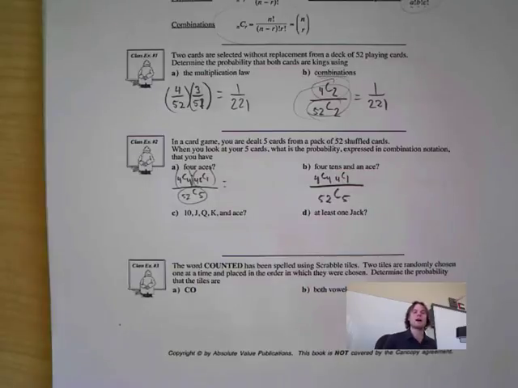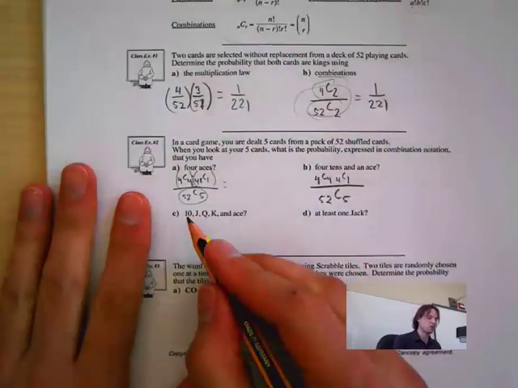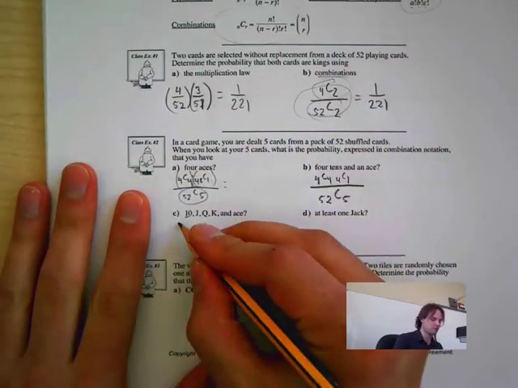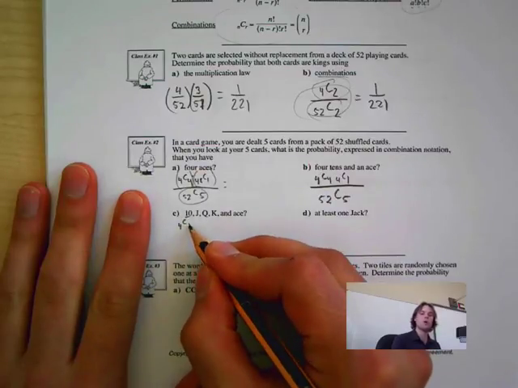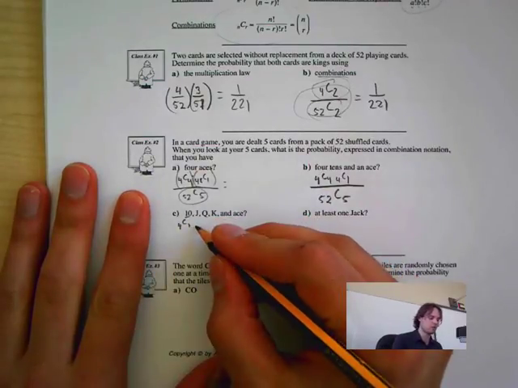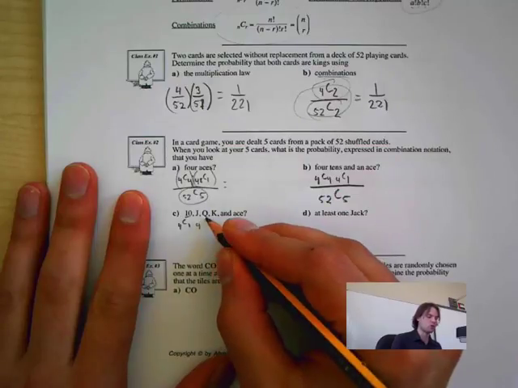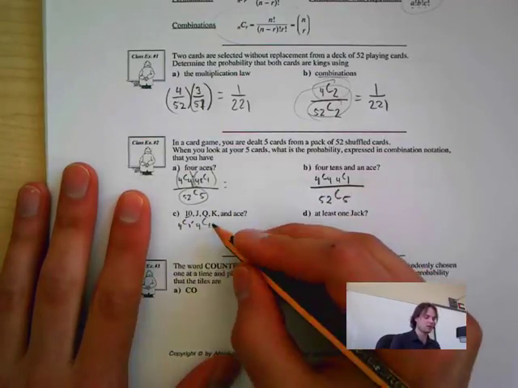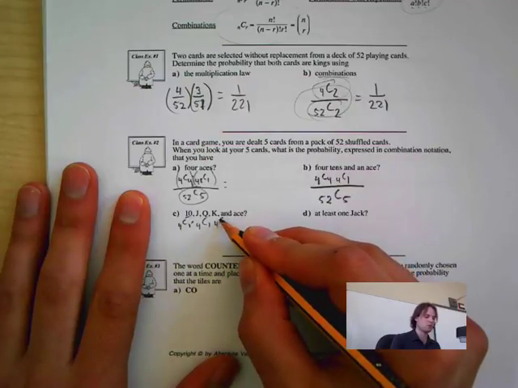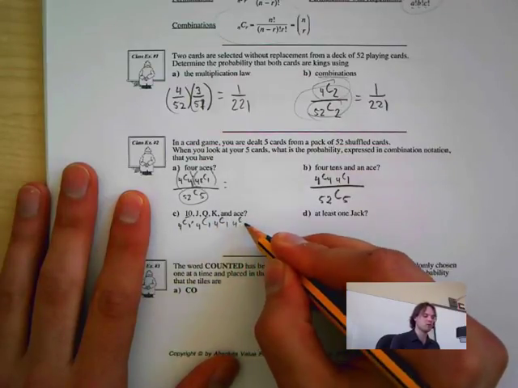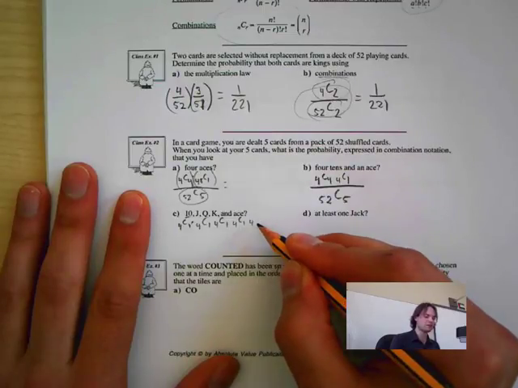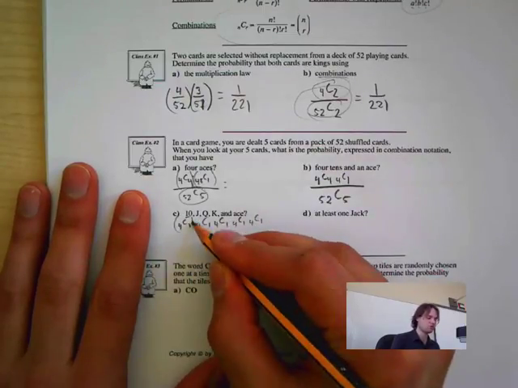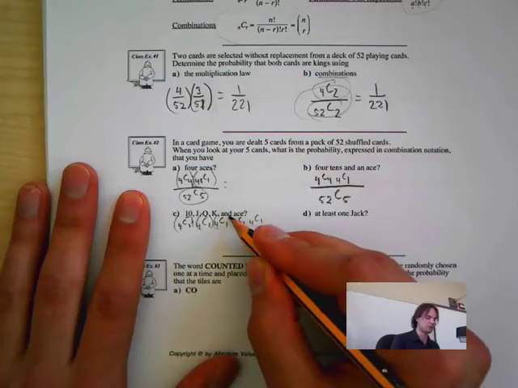Now the next one says we want a 10, jack, queen, king, and an ace. There are 4 10s, but we only want 1 out of those 4. Just like there are 4 jacks, but we only want 1. There are also 4 queens, but we only want 1. There are 4 kings, and we only want 1. And there are 4 aces, and we only want 1. I'm just going to put this so we can organize them a little bit better.